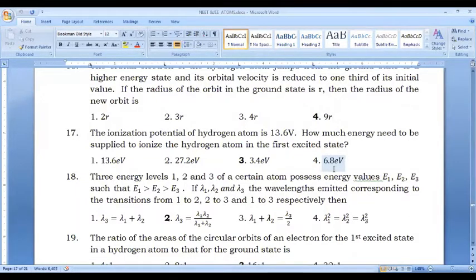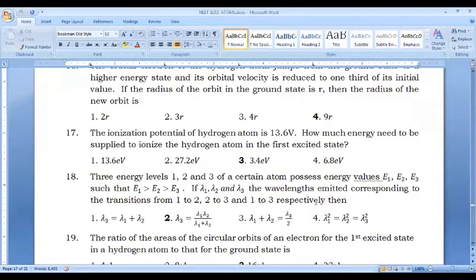Question number 17. The ionization potential of a hydrogen atom is 13.6 volt. That is related generally to the first orbit. How much energy is needed to be supplied to ionize a hydrogen atom in the first excited state? So how much energy is required to remove the electron from the first excited state? Here, first excited means what? N is equal to 2.